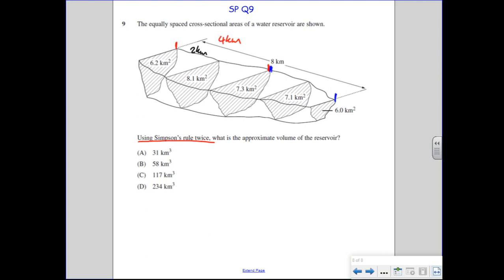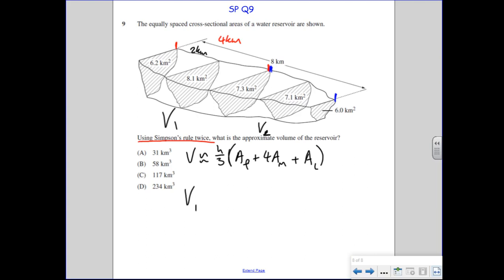So remember the Simpson's rule for volume is approximately equal to h over 3, and then the first area, AF, plus 4 times the middle area, which is AM, and then the last area, which we'll call AL. So we're going to have to do this twice, one for the first half, one for the second half. I'm going to call this V1, and I'll call this V2, and at the end we're going to add them up.